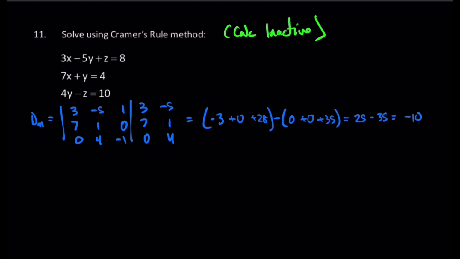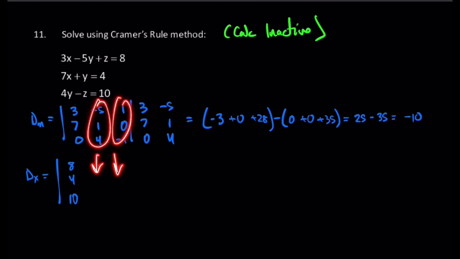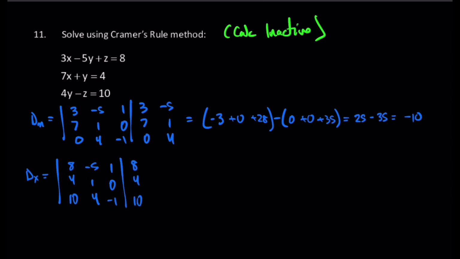So now I need to find dx. Remember, dx is going to be the matrix formed by replacing the x's with your constants. So that's going to go there. So 8, 4, 10. Now the y column stays the same, so I'm going to bring this down. And the z column stays the same, bring that down. So -5, 1, 4, 1, 0, -1. Copy the first column, copy the second column. These numbers look like they're going to get bigger. And I start with downhill diagonals.